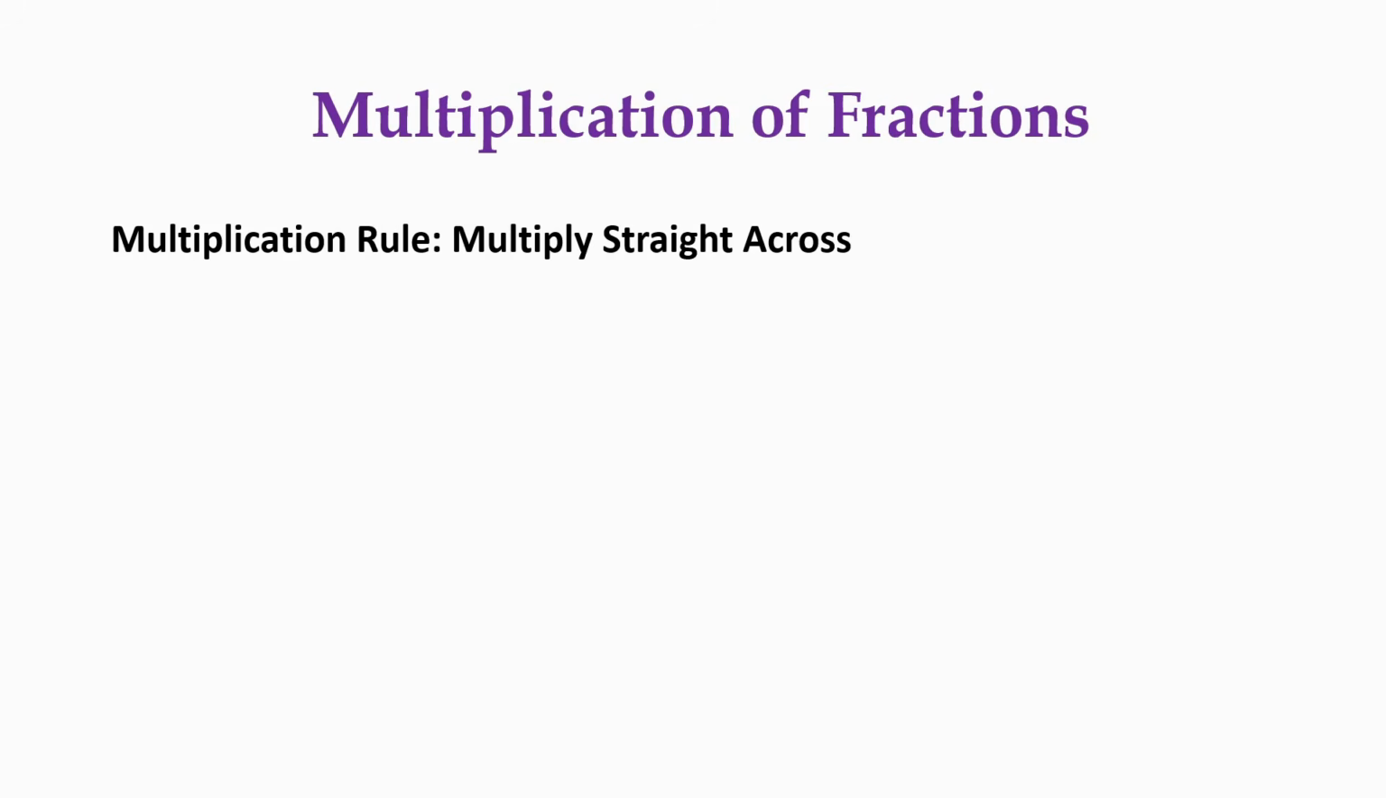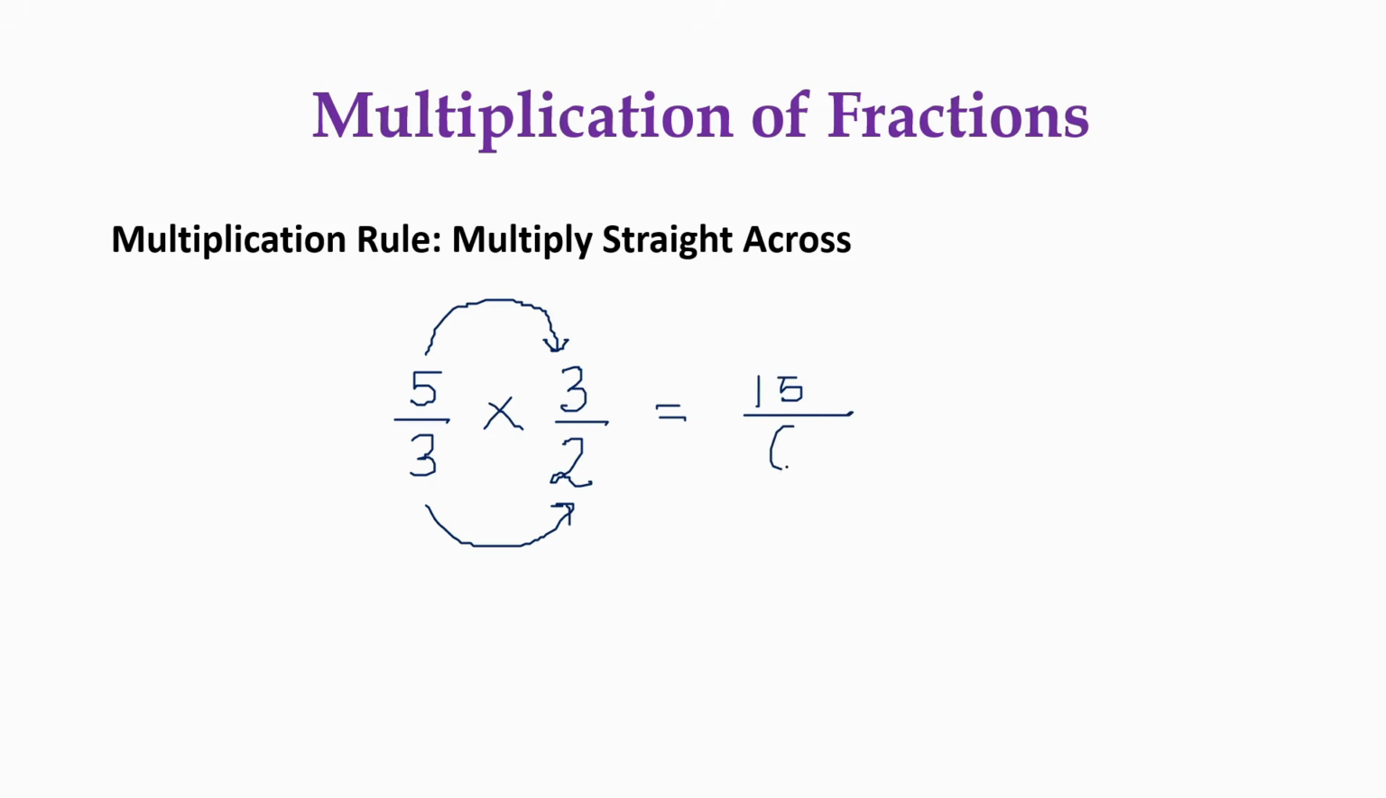Multiplication of fractions. We have a simple rule: multiply straight across. Let's take an example of two fractions that we need to multiply. For example, 5/3 multiplied by 3/2. In this, we just need to multiply numerator with numerator and denominator with denominator. So the answer will become 5 times 3 is 15 and 3 times 2 is 6. So our answer is 15/6.